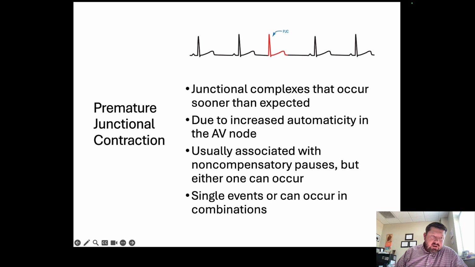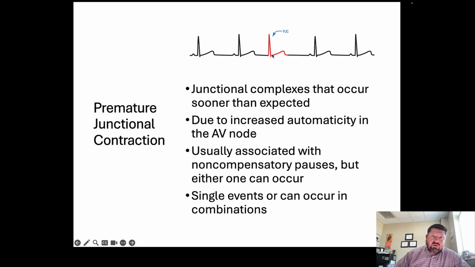Compensatory pauses can occur with PJCs. Most of the time this happens when there's no retrograde conduction, like we talked about in the previous lecture. PJCs can occur as a single event, or in recurrent combinations. And the coupling interval, which is the distance from the PJC to the previous QRS complex, can be fixed or variable. A fixed coupling interval is the same whenever an individual ectopic focus fires, but when you have multiple ectopic foci, then you could have a variable coupling interval.